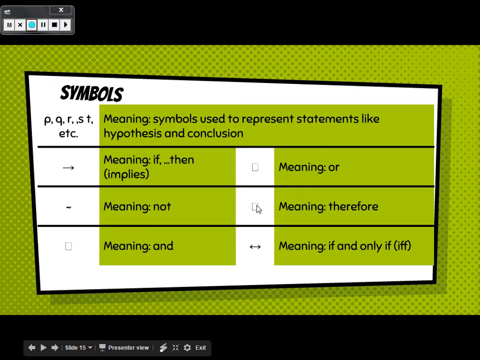And then you should have 3 dots. It looks like the vertices of a triangle. And that meaning is therefore. And then we have this line, the double arrow line, and that is really your biconditional, if and only if. And IFF is just shorthand for if and only if. So those are the symbols that you need to know.